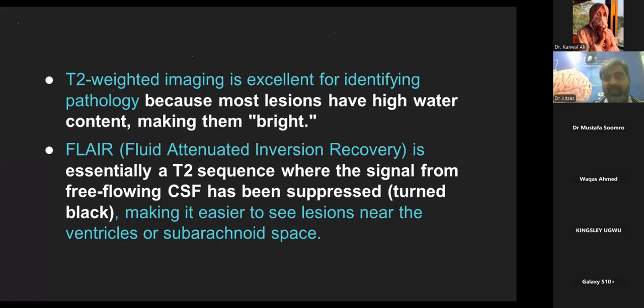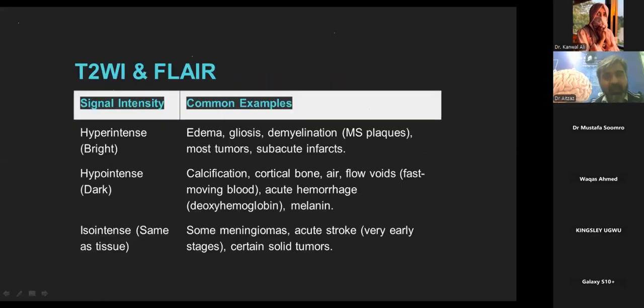T2 weighted image is excellent for identifying pathology. That's why we call it the pathological sequence. Most lesions have high water content, making them bright. Fluid attenuated inversion recovery is essentially a T2 sequence where the signal from free flowing CSF is suppressed or nulled out, making it easier to see lesions near the ventricle or subarachnoid spaces. So the lesions we see on FLAIR and T2 weighted are hyperintense and bright, because FLAIR is actually a sequence of T2 weighted.